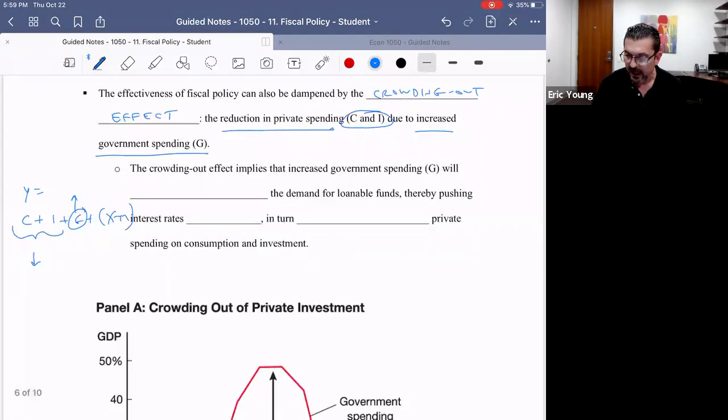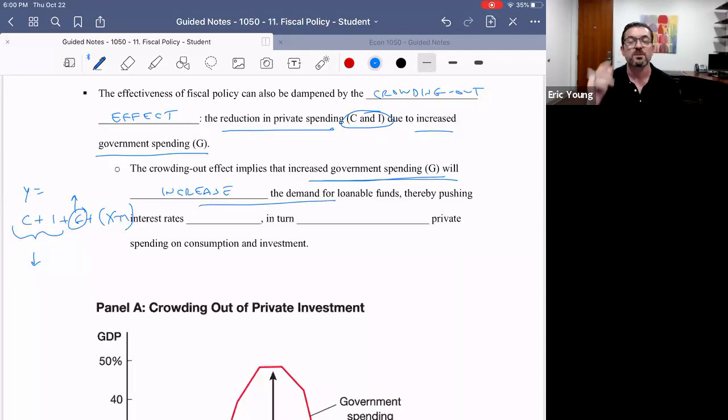Now, the crowding out effect, again, implies that increased government spending will increase the demand for loanable funds. So now we're going into the mechanics of how people who advocate crowding out analyze it. So we know what it is. Here's the analysis behind it. People who believe in crowding out say this: if the government increases government spending, they're going to have to borrow money. We learned in our monetary policy lectures about the loanable funds market and interest rates. So what they're going to say is, if the government wants to spend more money, then they're going to have to increase the demand for loanable funds.